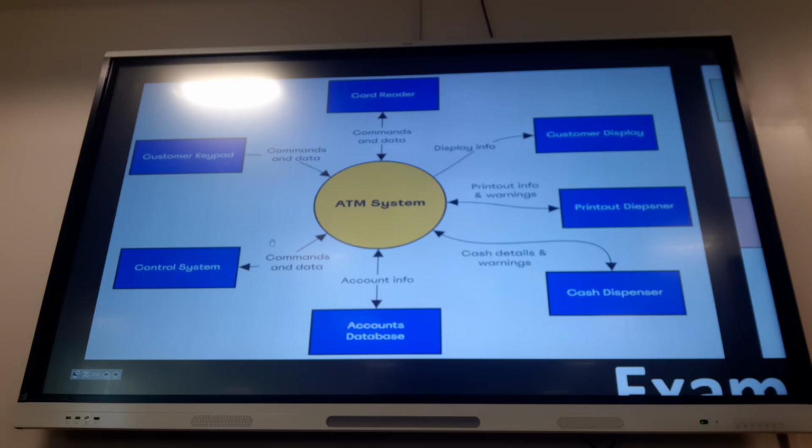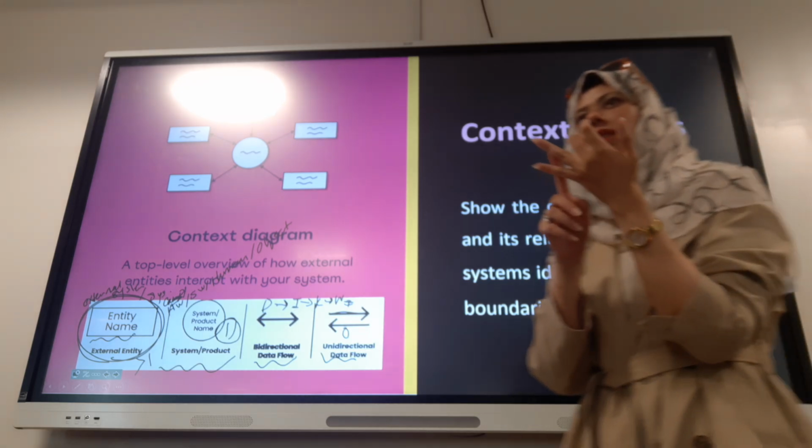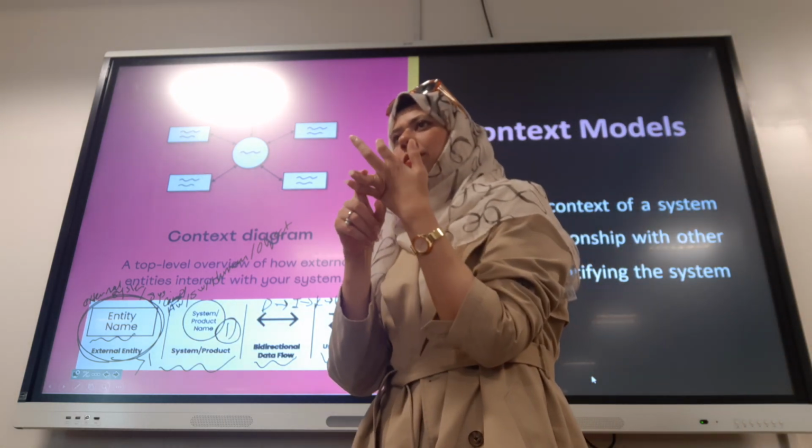ATM machine, we all know it, right? What do you see in an ATM machine? Can you tell me how it works? Basically, you put the card inside the ATM. So you have something that deals with the card. Excellent. What else? And then you try to put your pin.